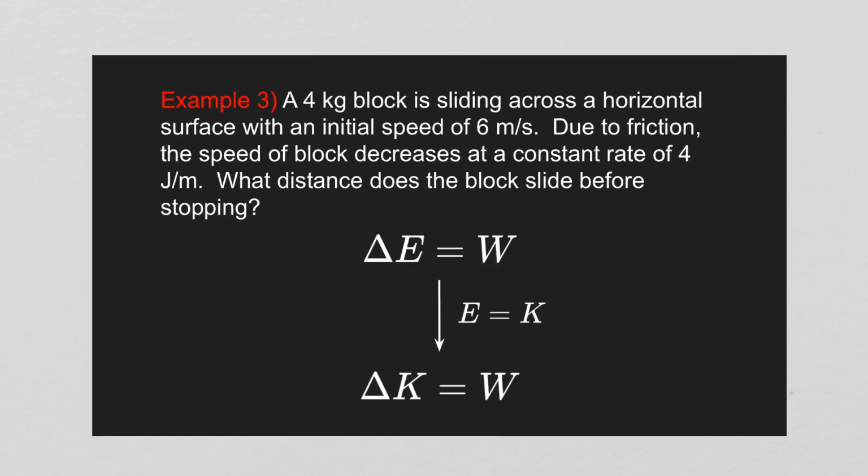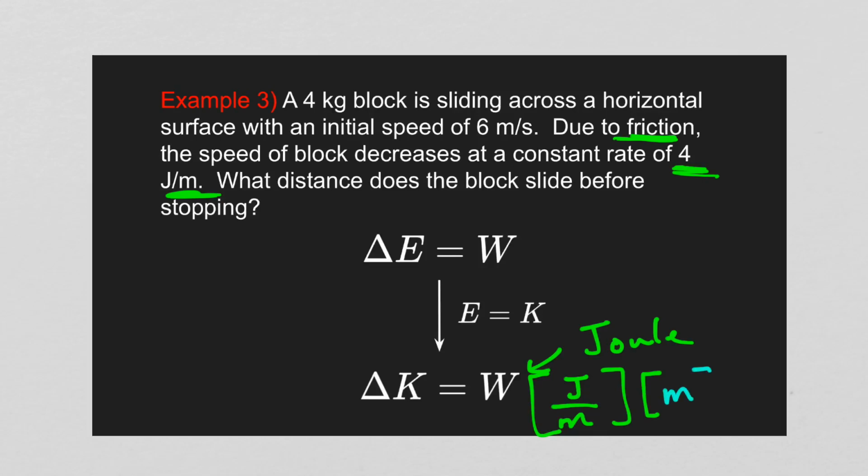One more example. This one's a little bit different because here we're looking at friction, so we know the work's going to be negative, but we're given a rate. We're given 4 joules per meter. Oh, but we need the work, the energy, and the unit of work is the joule. So I know that if I've got joules per meter, I need another meter to cancel so that these units make sense.